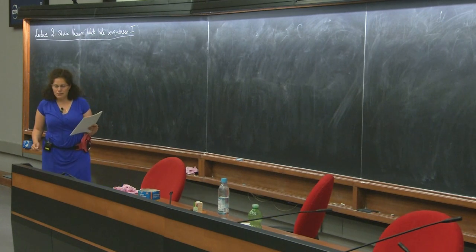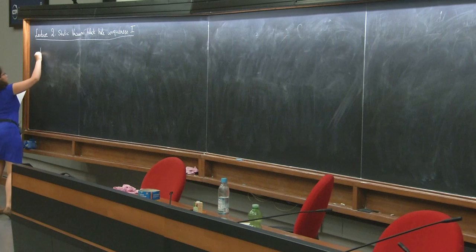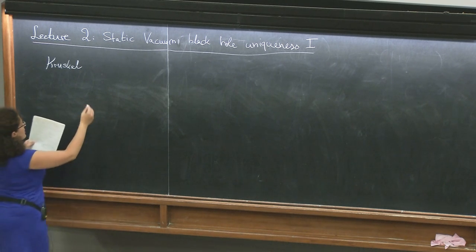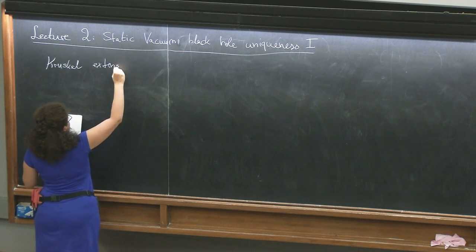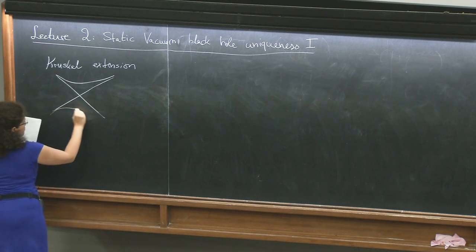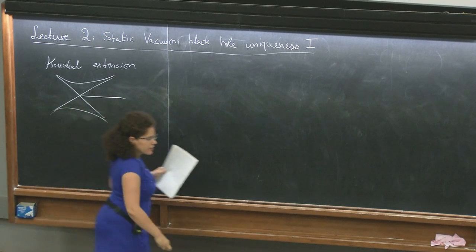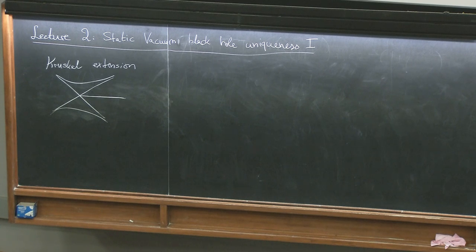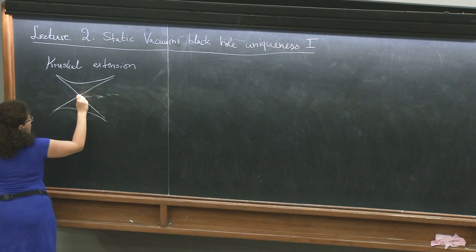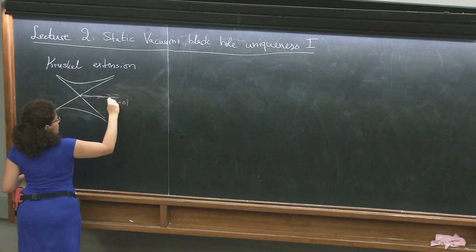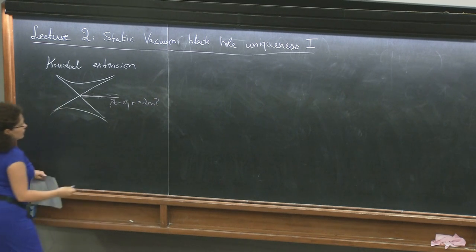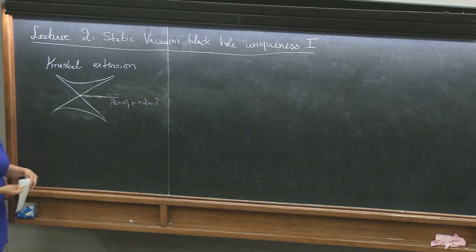But for those of you who are familiar with Kruskal, I just want to point out that you can recover this doubled part of the spatial Schwarzschild slice in the Kruskal extension. So if you look at Kruskal, then this part here, t equals 0 and r bigger than 2m, is the part that we rewrote in isotropic coordinates. And then we doubled it.